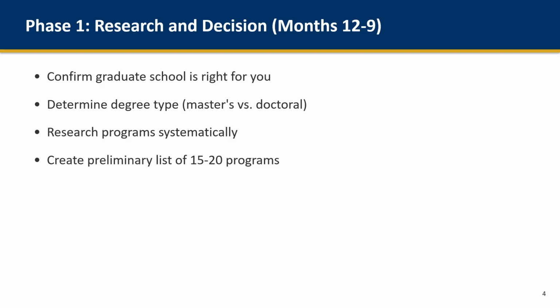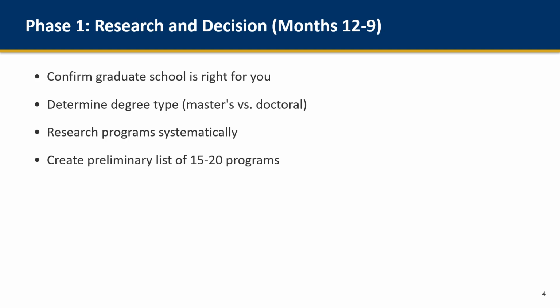Phase 1 spans months 12 through 9 before your target deadline. This is your research and decision phase. Confirm that graduate school is right for you. Work through the framework we discussed in our first video. Assess your motivations, readiness, and the career necessity of the degree you're considering. Better to decide against graduate school now than after investing months in applications.